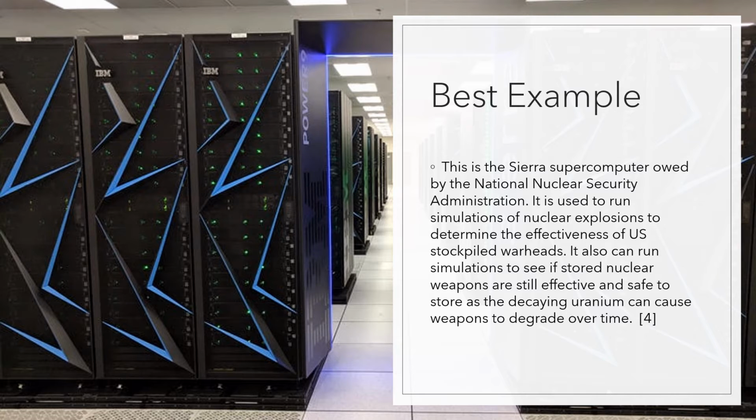As far as computers used to run these simulations, the best example is the Sierra supercomputer owned by the National Nuclear Security Administration. This is used for the example I mentioned before with the nuclear bombs going off in cities. It's also used to measure the decaying uranium in nukes in the U.S. stockpile, because the uranium decays over time, which can affect the blast radius and safety of the nukes.